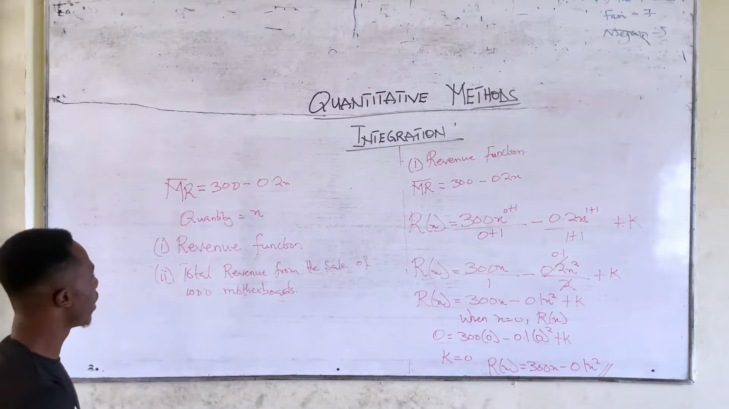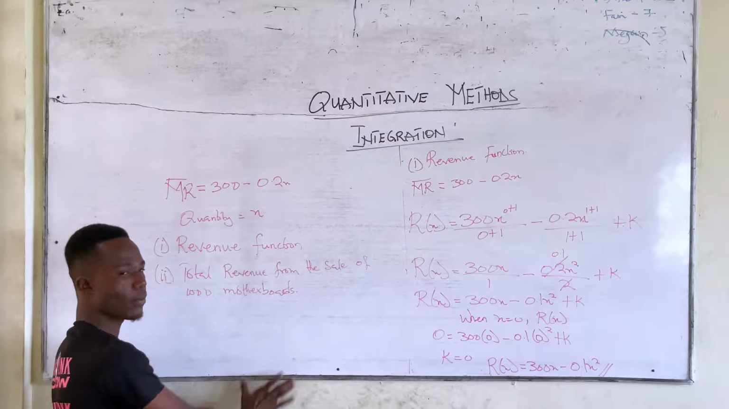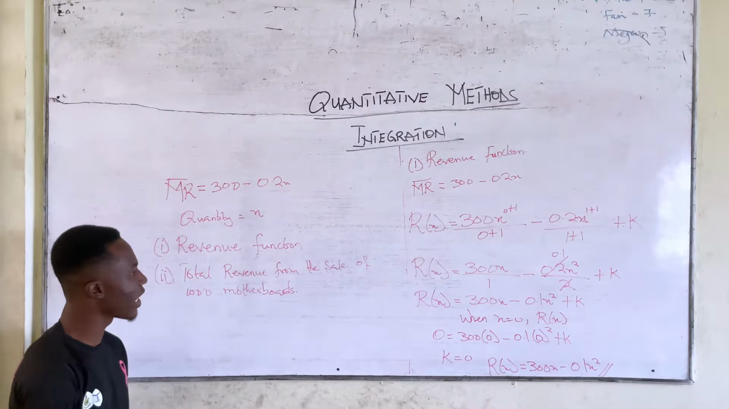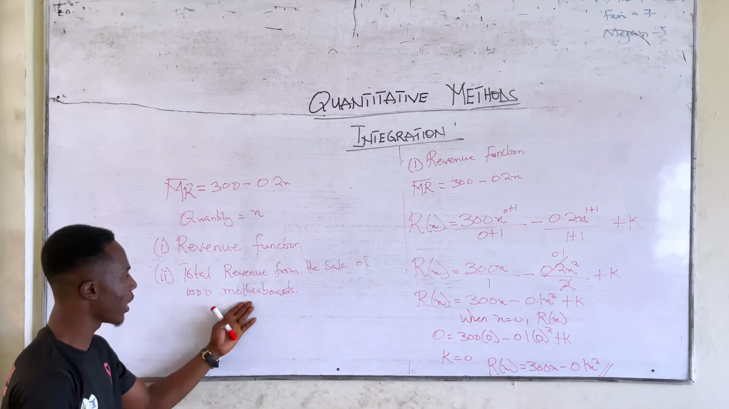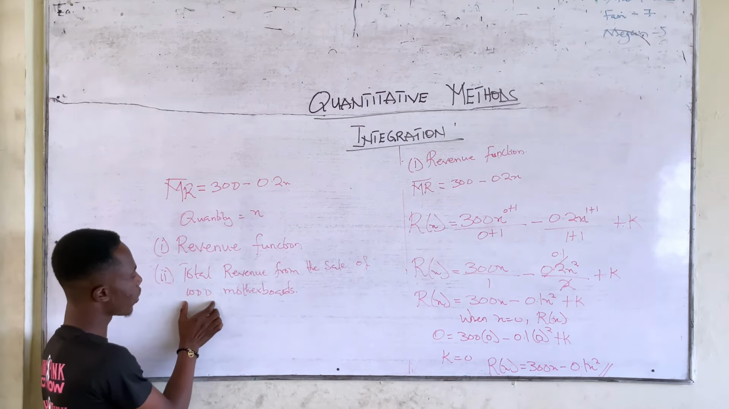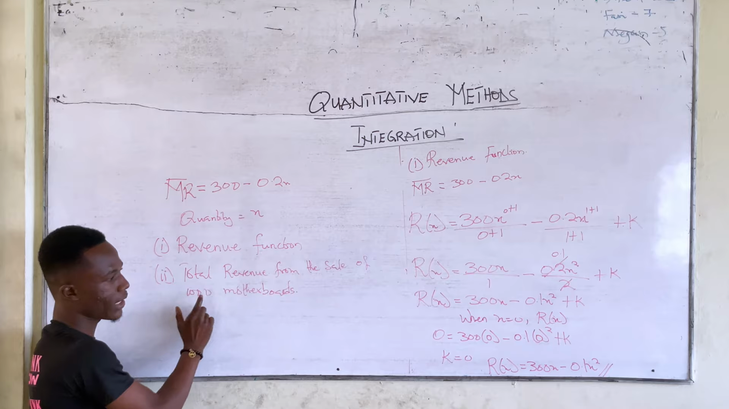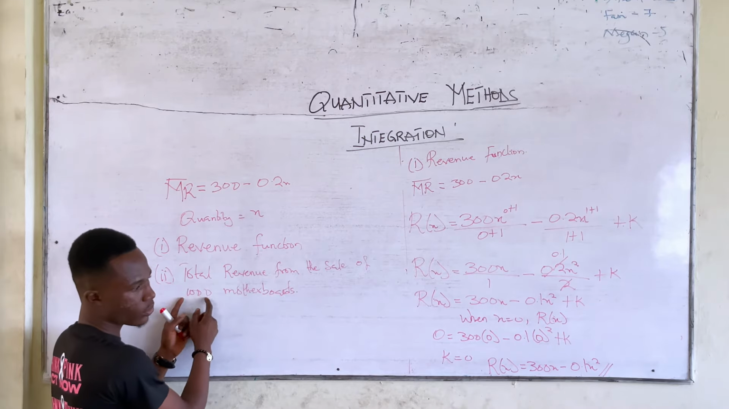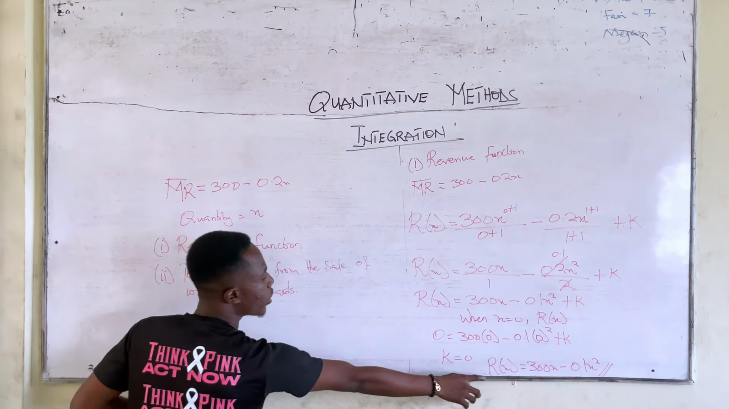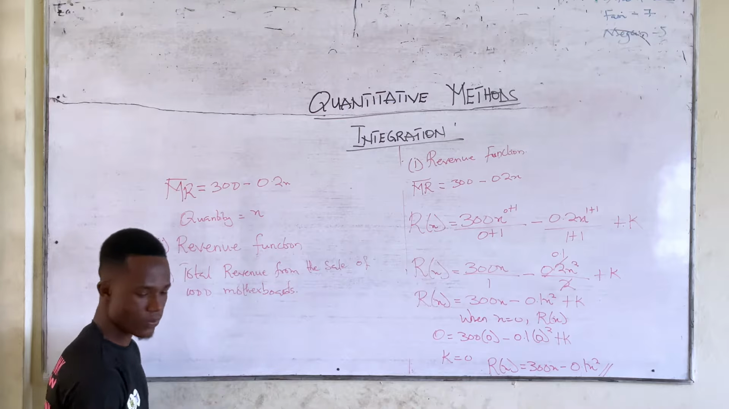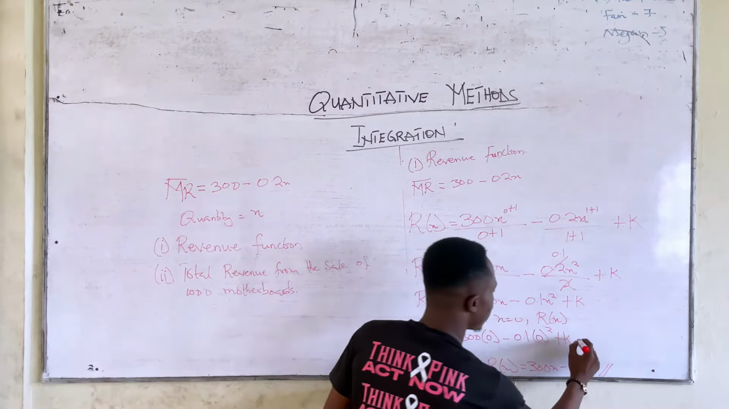It says we should calculate for the total revenue from the sale of 1,000 motherboards. So it is now that they have made what? Sales. So since there is a sale here, it means we have to substitute what? This 1,000, because they sold what? 1,000 quantity of motherboards. So you can now substitute this 1,000 into the revenue function to get the total revenue they are looking for.